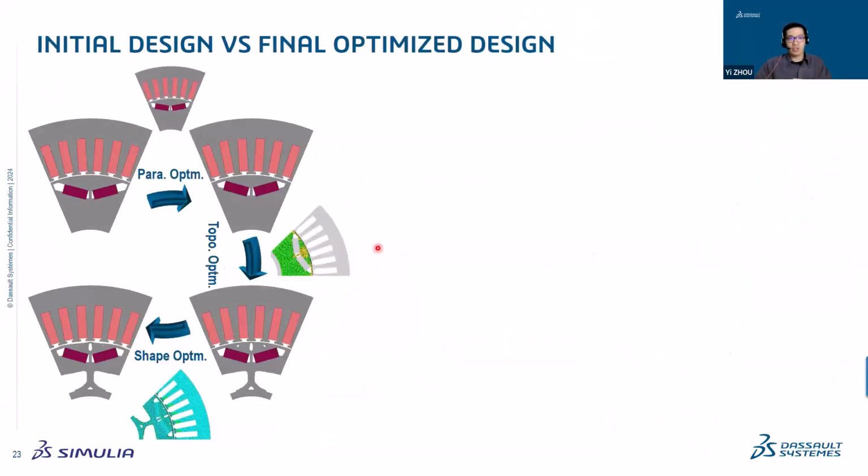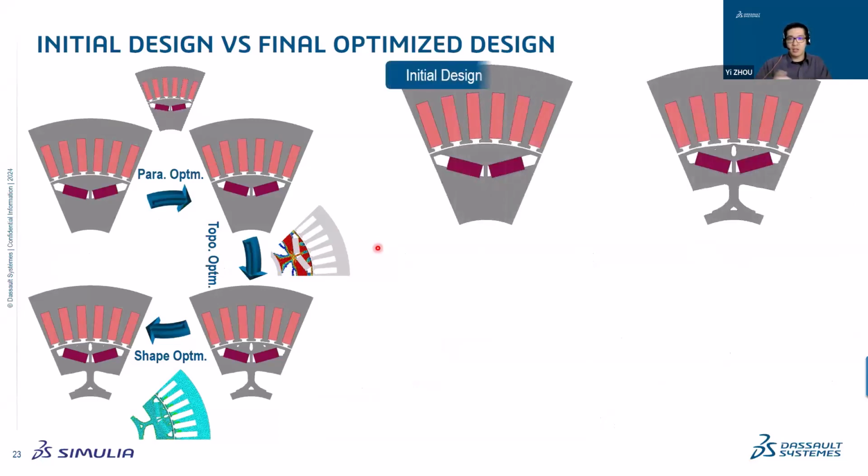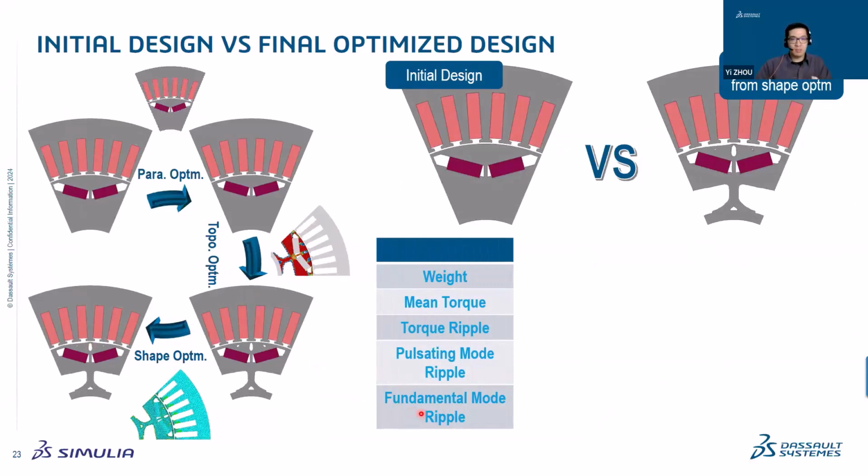So it's really a long journey from parametric to topology and to chip, so from parametric to non-parametric optimization. But how does the performance really look like in the end? We again compare the initial design from the first step and the optimized design from the last step. We compare the weight, mean torque, torque ripple, positive mode, and fundamental mode.